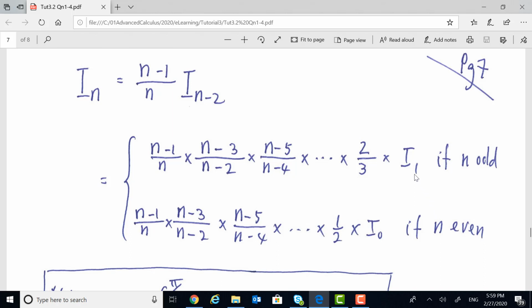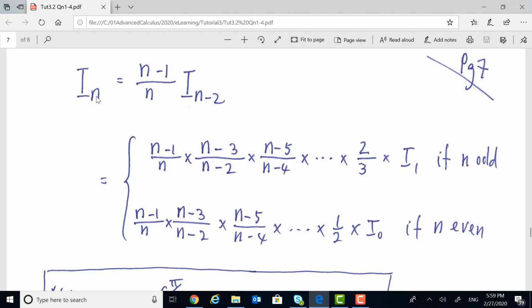So I want you to realize that in these two cases, when it's odd, it ends with I1. When it's even, you end with I0. When it's odd, you end with 2 over 3. If it's even, you end with a half. Now, it can be quite difficult for beginners to see that it should be like this. So what you ought to do is you should actually try out with, say, I7. You try with I7 first for odd number.